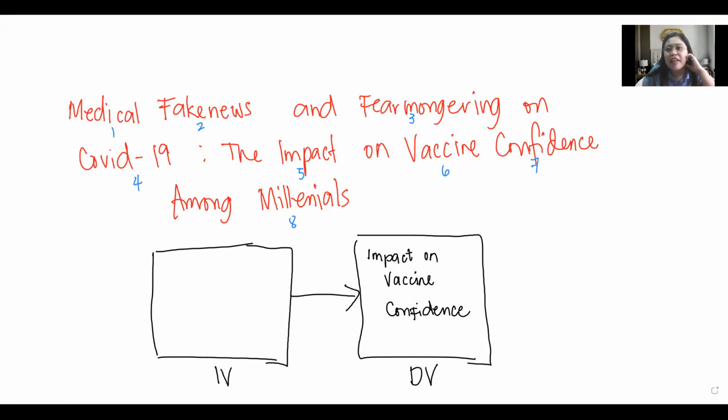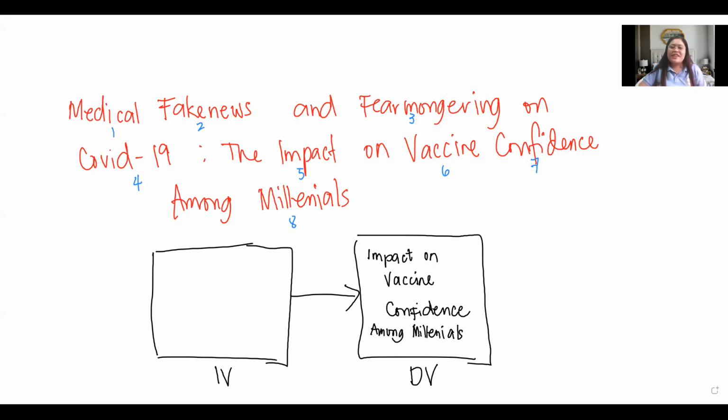You can actually include the millennials. Pwede na po ninyo i-include among millennials to be specific. Pero pwede ra po impact on vaccine confidence. So pwede ra na siya kaayo. Okay?